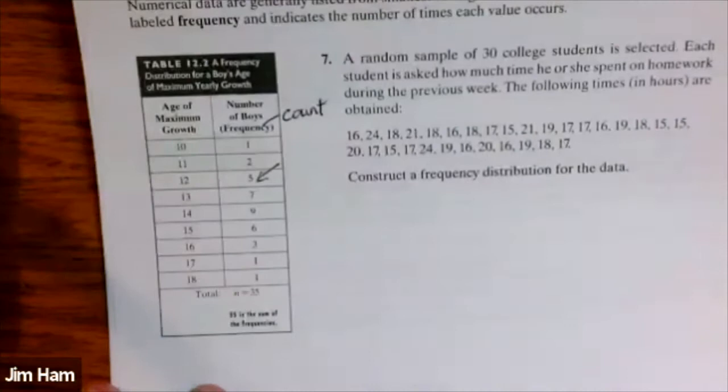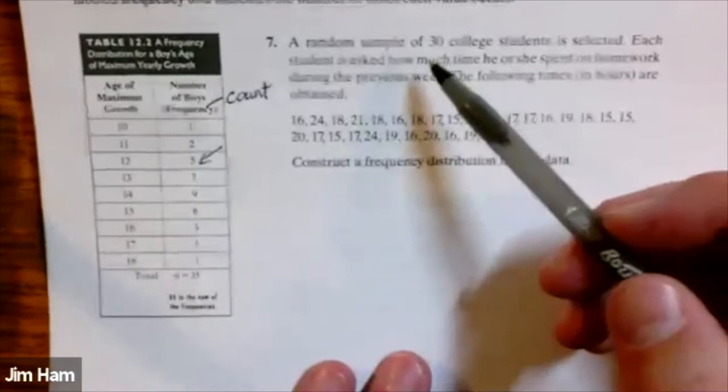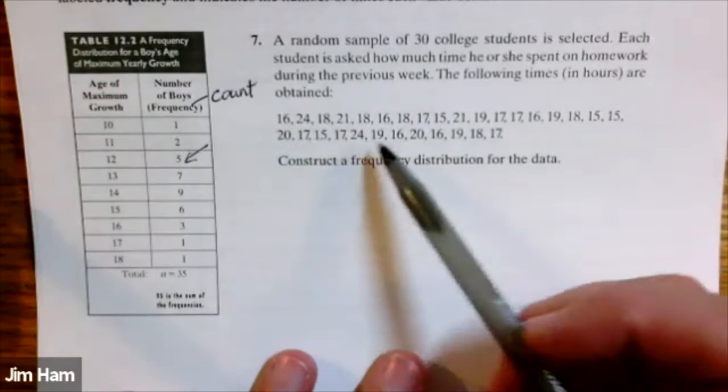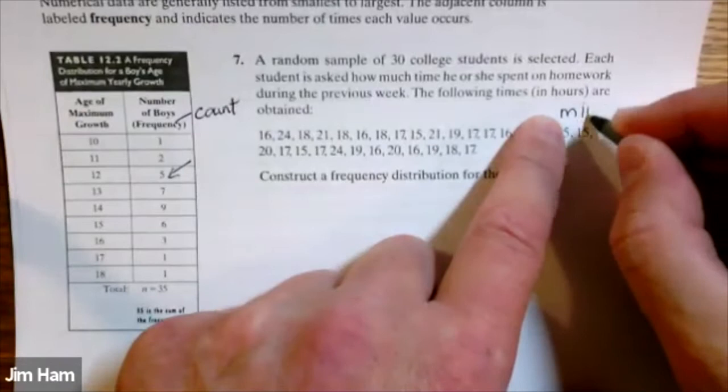Okay, let's do number 7. This is a random sample of 30 college students. Each student is asked how much time he or she spent on homework in the previous week. And here are the number of hours. What you might want to do is go through the list because when you're creating the table, you need to know the smallest data value and the largest data value. So look through the list and identify the smallest and the largest. The smallest one we call the minimum. I just abbreviate it min.